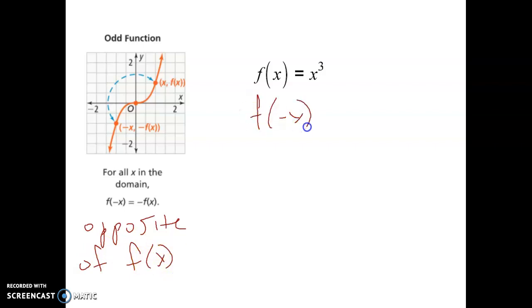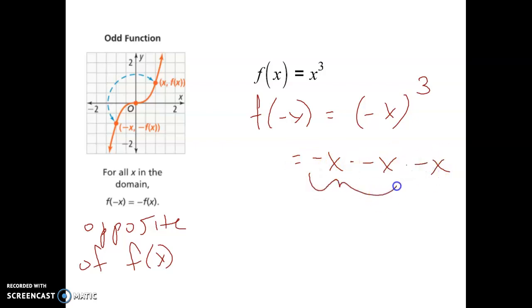If I take f of negative x, and I'm going to put negative x in there in place of x, so I have negative x to the third. Well, that means negative x times negative x times negative x. You guys know how your exponents work. Well, I'm going to write this one out so you can see these two, negative times negative is positive. And then positive times negative, well, now I'm back to negative again. Okay, so look, I started off with positive x to the third, and now I have negative x to the third, which is exactly the opposite of what I started with.